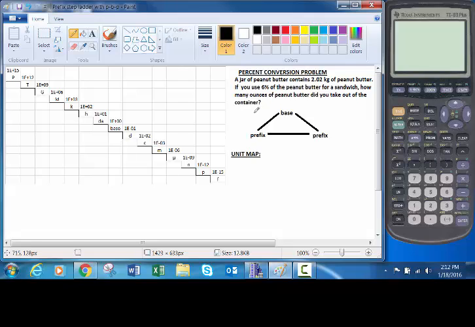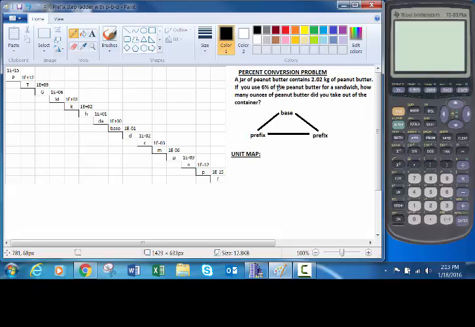This problem includes three pieces of information. The first piece of information is what's given to you, which is the 2.02 kilograms of peanut butter. The second piece of information is what it is asking you to find, which is ounces of peanut butter. The third piece of information this problem includes is a hidden conversion factor, and the hidden conversion factor is the percent of peanut butter.